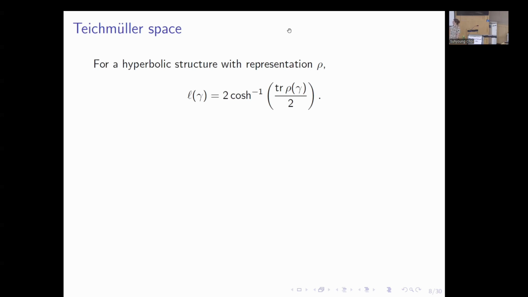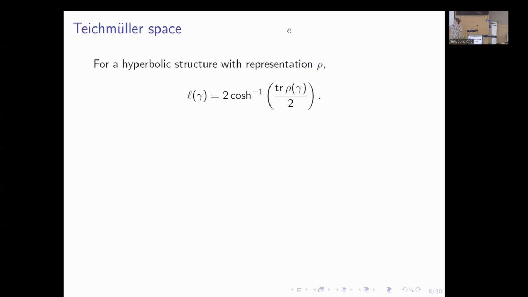So for any hyperbolic structure with some representation rho, and here we're really thinking of the representation lifted to SL2R, so the trace is well defined. Then we can compare the hyperbolic length of our simple closed curve. And here we're really thinking about the geodesic associated with that class of simple closed curves. And we can compare this to the trace of the representation applied to that curve. So there's this nice relation here.